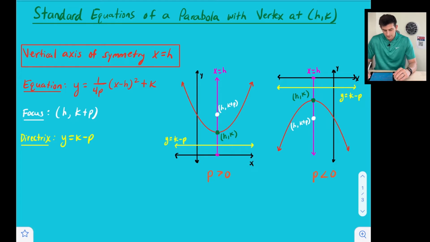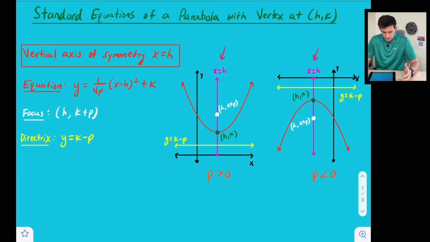This is when we have a vertical axis of symmetry, and this is going to be x equals h. We have a couple diagrams here, and we see x equals h is that pink vertical line, our axis of symmetry, which cuts right through our vertex. It's x equals h because h represents our horizontal translation, left or right, just like with vertex form of a parabola. That h means the same thing.